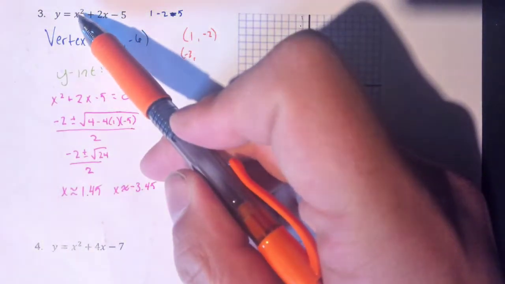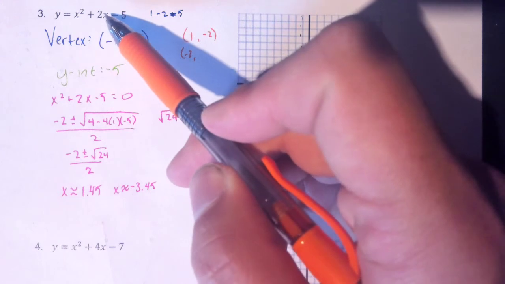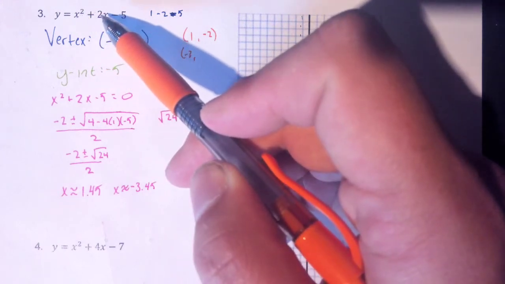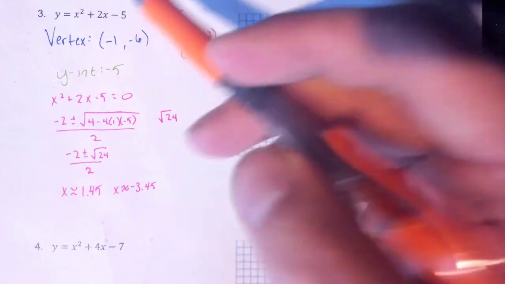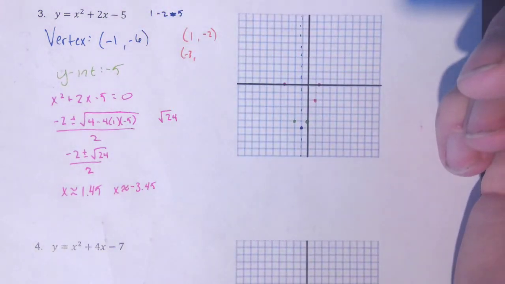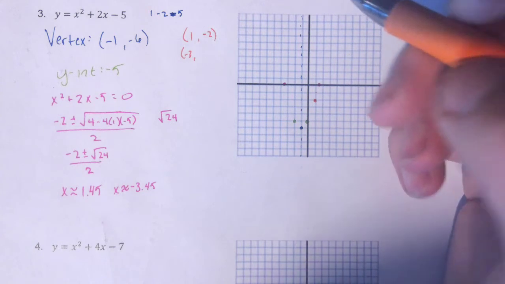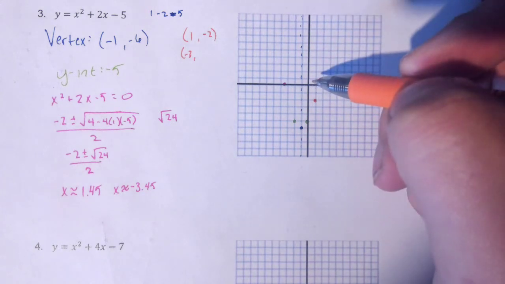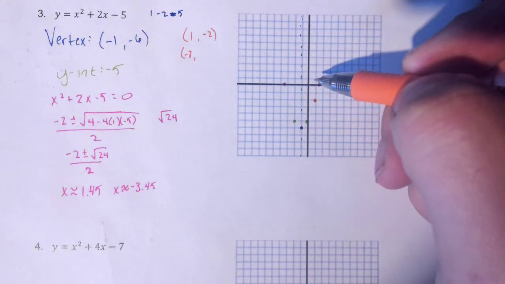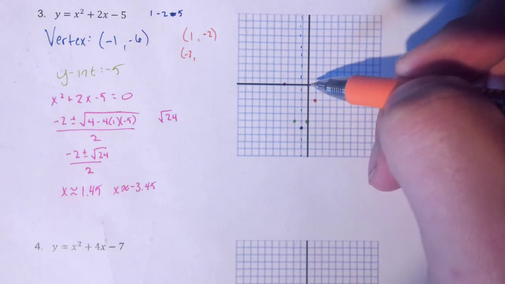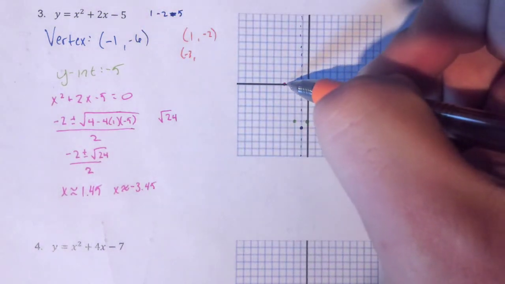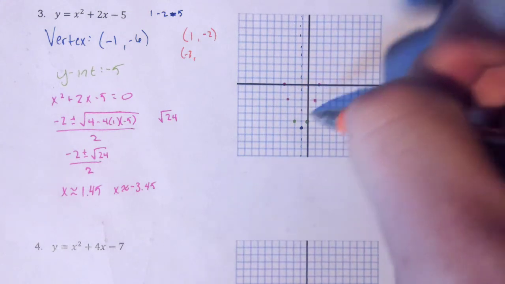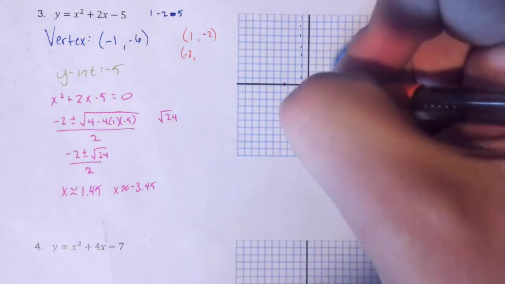Negative 3 squared is 9. 2 times negative 3 is negative 6. 9 minus 6 is 3. And 3 minus 5 is negative 8. What? 9 minus 6, 3 minus 5. Oh, 3 minus 5 is negative 2. So you see those make sense because they are mirrored images.